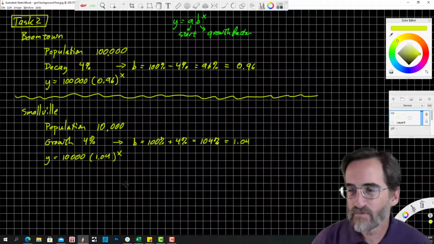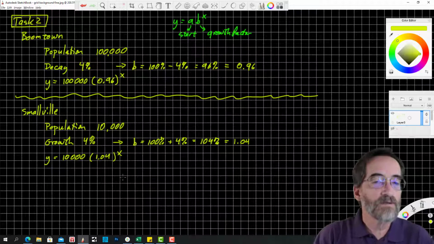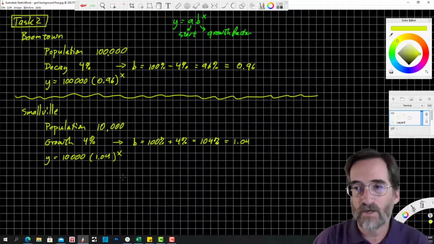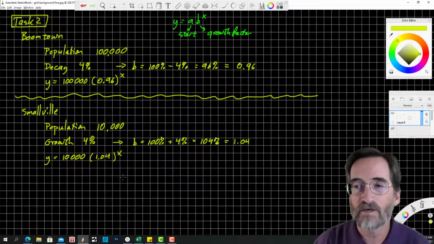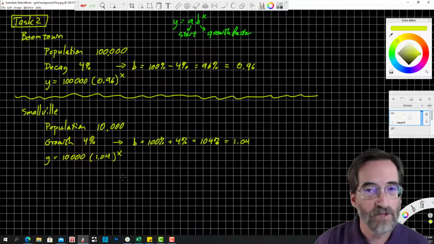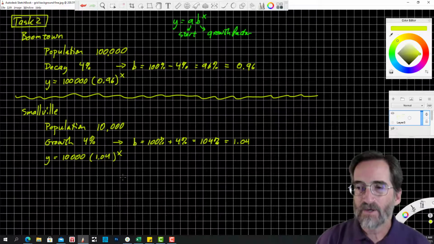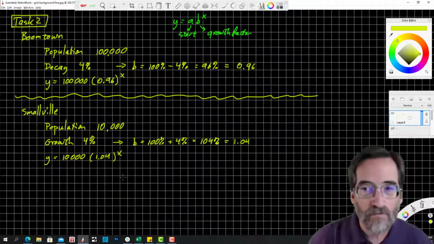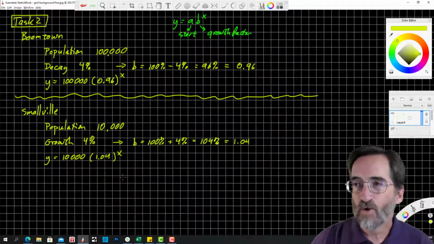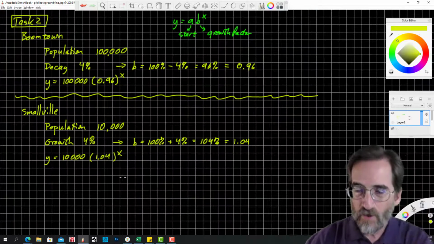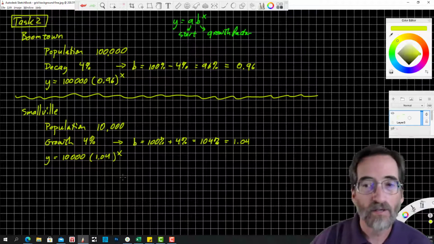So again, you're going to use some other starting population, and some other growth factor, maybe 4% or 3%. But you're going to create a formula for your Smallville. So with your examples completed for this part, let's go on to the next part.